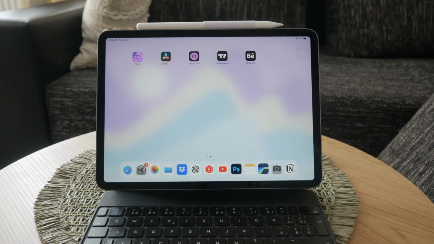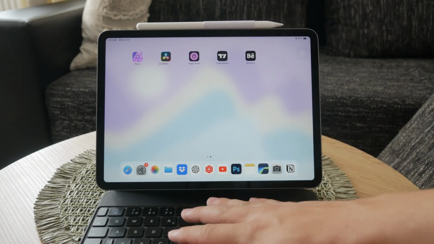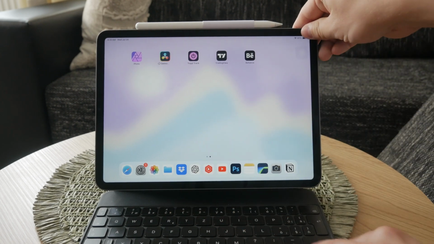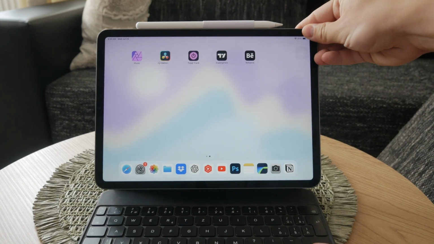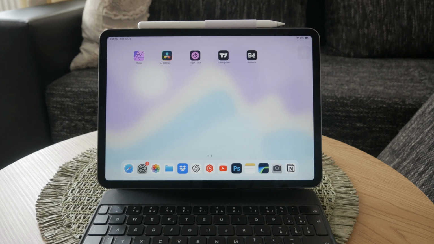Another useful accessory is a foldable case that allows you to angle your iPad. By positioning your iPad at a comfortable angle, you can reduce the strain on your wrist and hand while writing. This ergonomic setup can make a significant difference, especially during extended writing sessions.